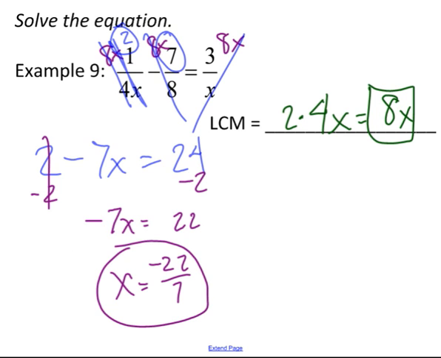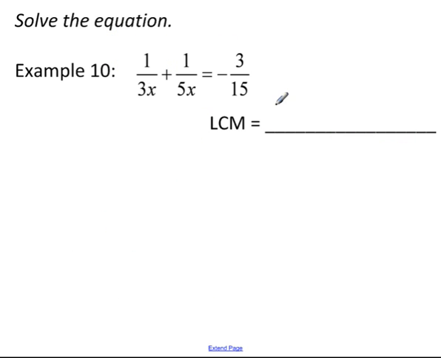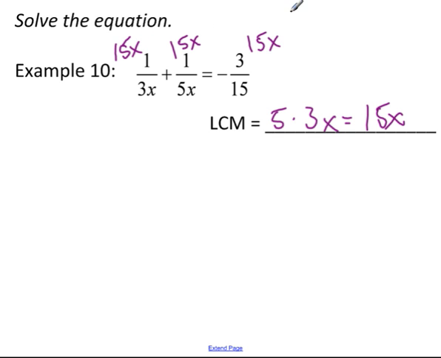Solved up. Alright, so here, what do we got? We got a 3. We got an x. We got a 5. And 3 times 5 makes the 15. So it's a 15x for our LCM. Whoops, 15, 15, and 15x.